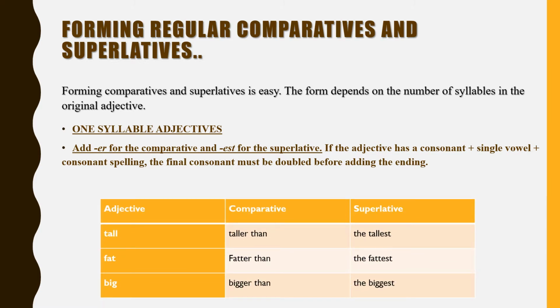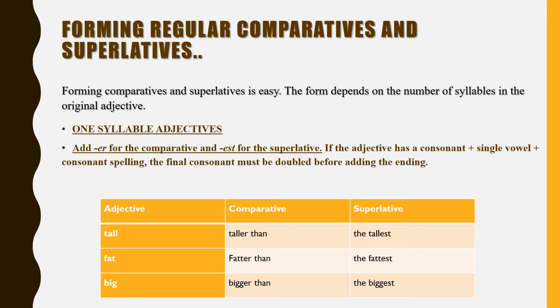Like, to give an example, as you can see, tall. The comparative form will be taller than, and the superlative form will be the tallest. Okay, already here in tall we have a double L, so of course we will not double any letter here.